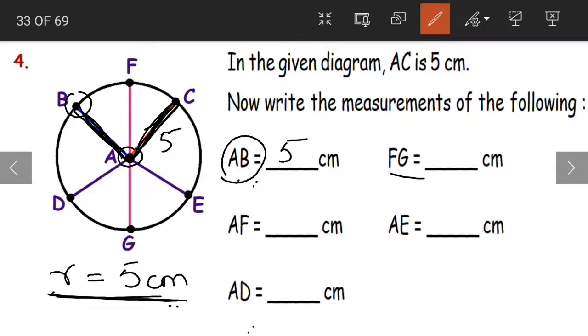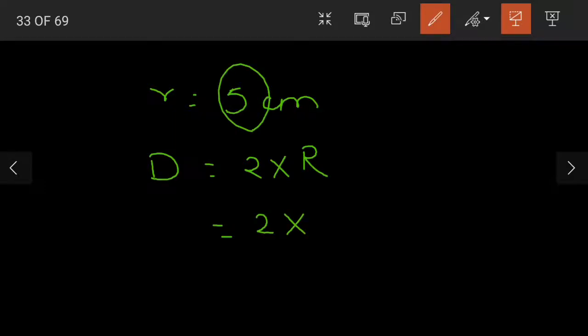Then we have FG. Here we have our FG. If you look at FG, FG is the diameter of the circle. Yes, it is passing through the center of the circle, and it has both the endpoints on the circle. So FG is equal to the diameter. We have radius is equal to 5 centimeters. What is the relationship between the diameter and the radius, children? Diameter is equal to 2 into radius. So it becomes 2 into 5, that is equal to 10 centimeters. The diameter of the circle will be equal to 10 centimeters.